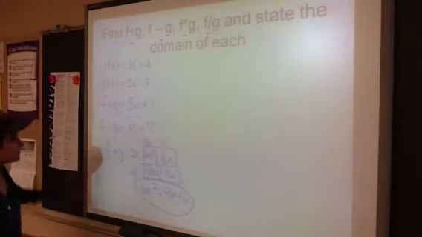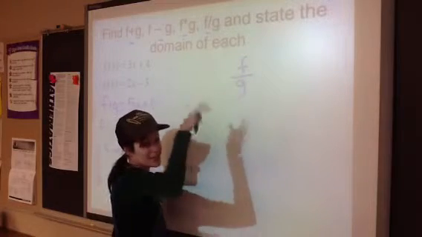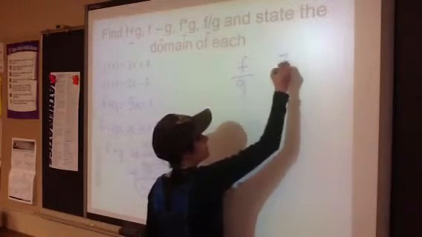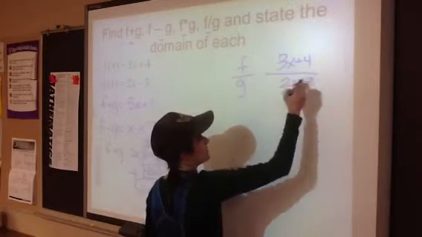Then we're going to divide. So we have f divided by g. This is the easiest one, just saying. You go 3x plus 4 over 2x minus 3, and you're done.